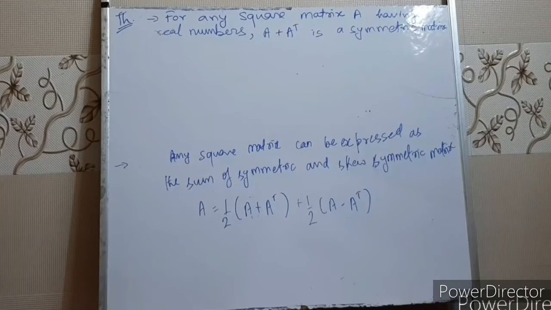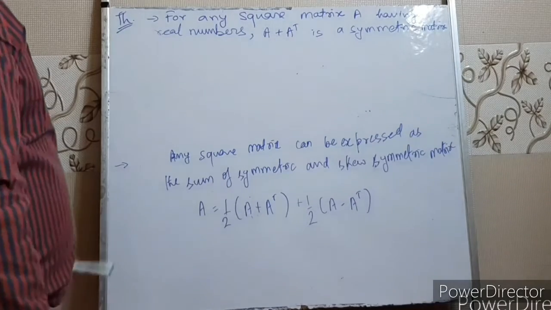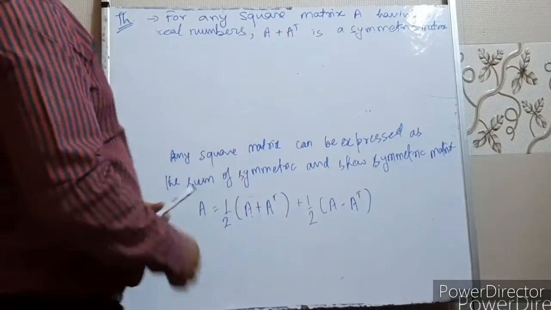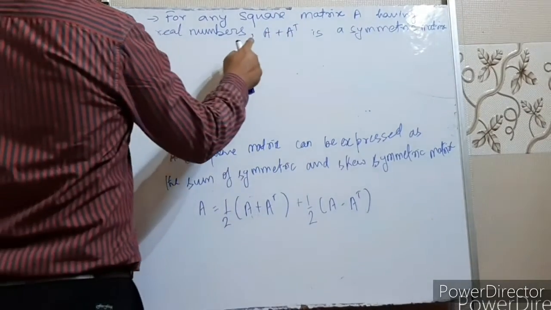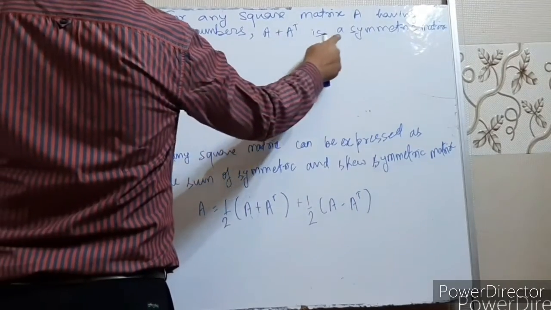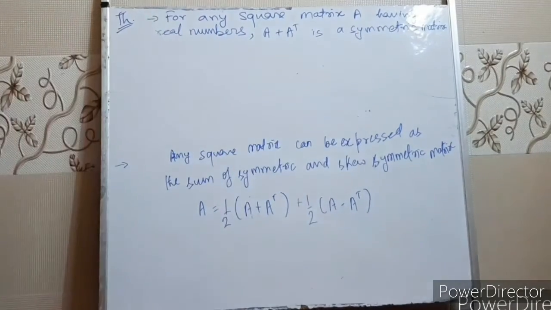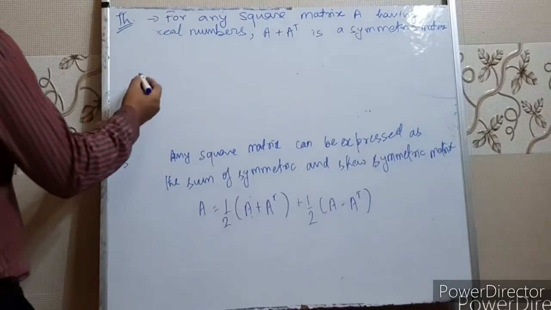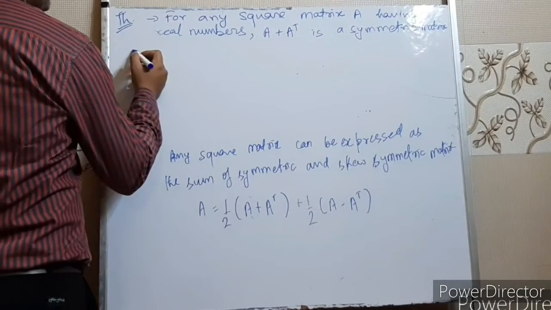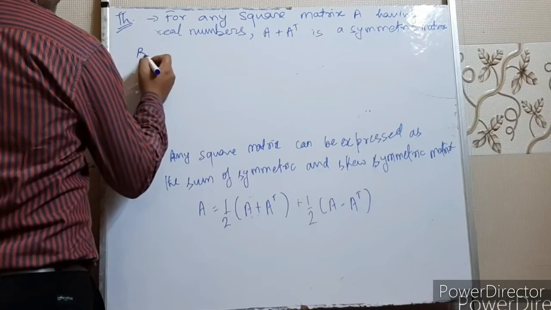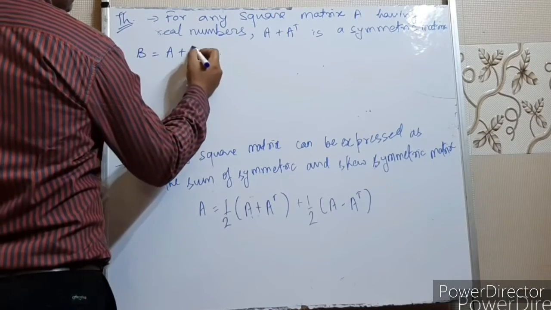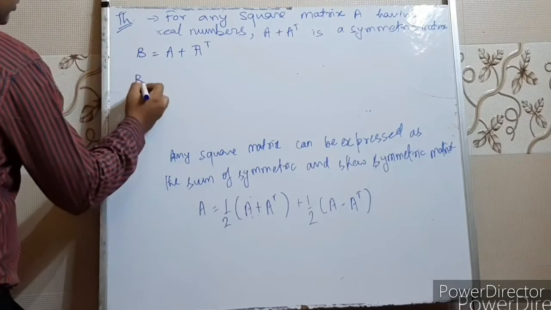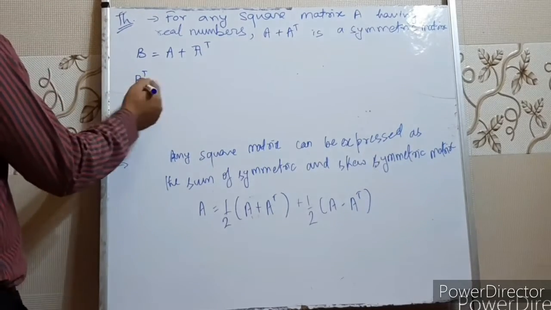Children, let's see a few theorems. For any square matrix A having real numbers, A plus A transpose is a symmetric matrix. A plus A transpose is a symmetric matrix. Let's see how. Let B equal A plus A transpose. Now when you do the transpose of matrix B, what will we get?